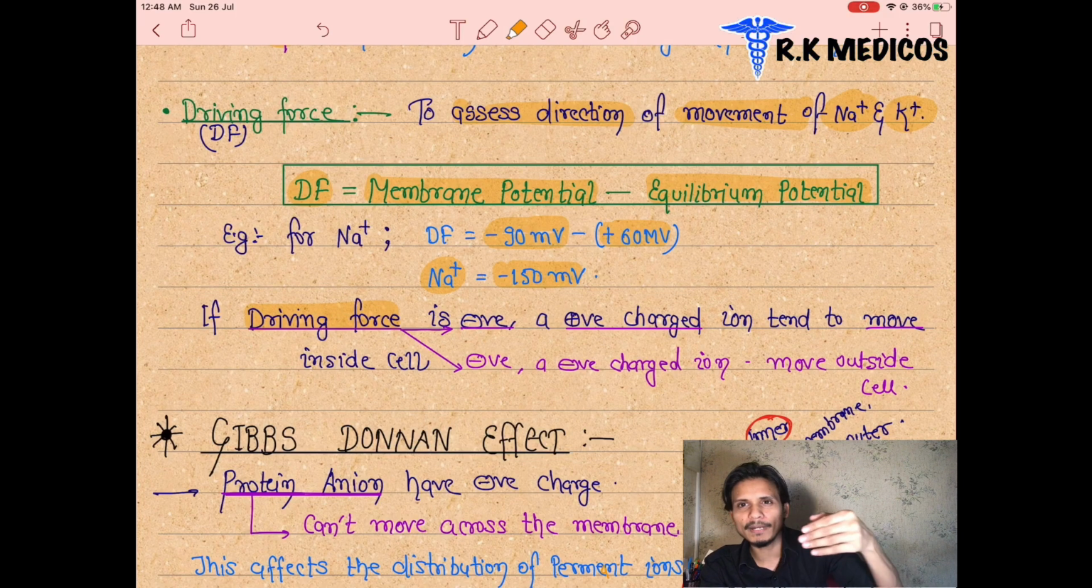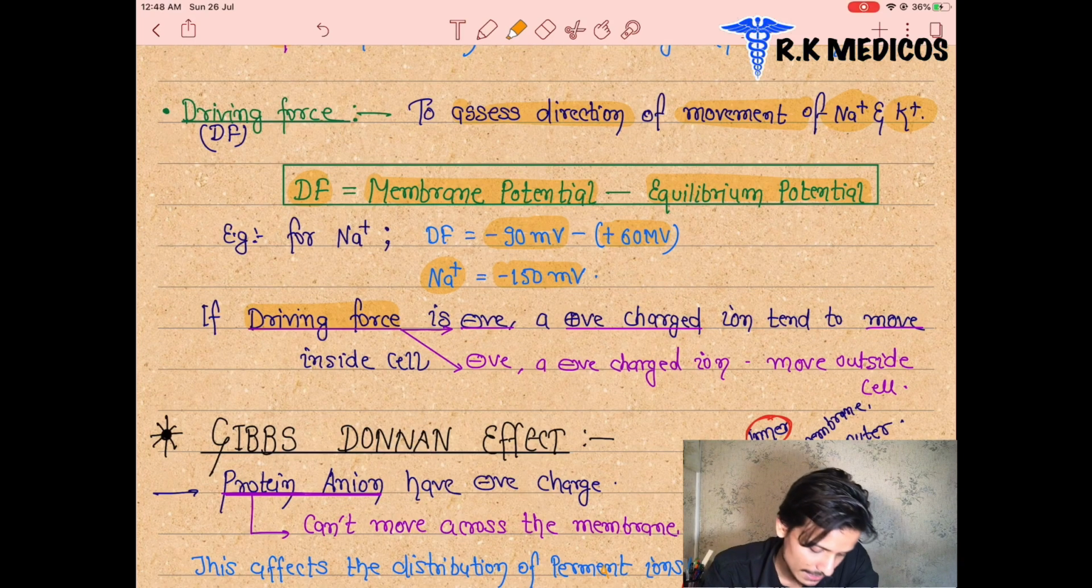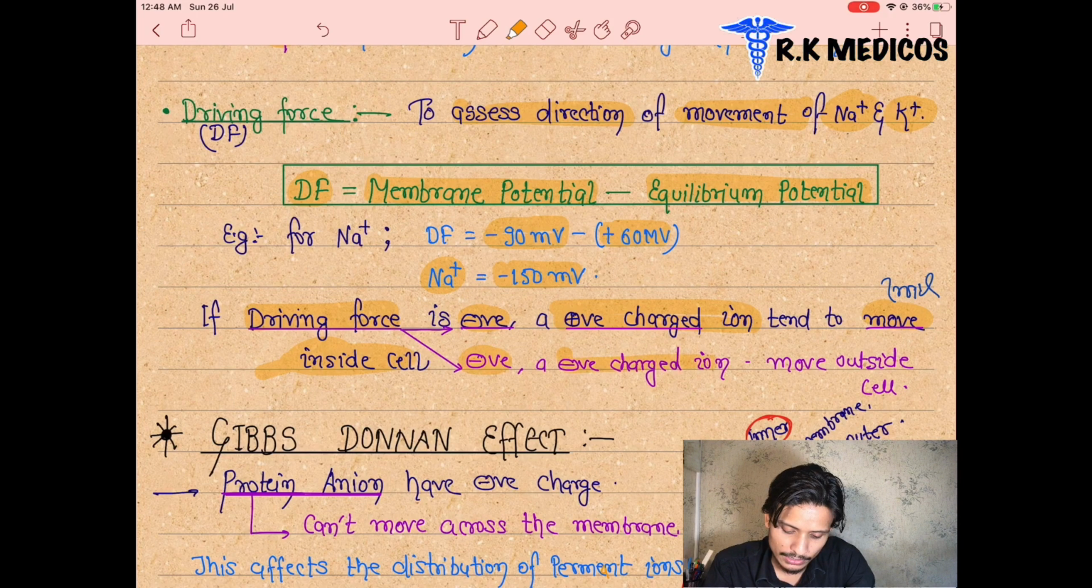They get attracted by the negative charges. Basically, the positively charged molecules are attracted by the negative charges of the membrane, and the negative charges of the membrane attract the positive ions. So these are the two different ways. When the driving force is negative, the positively charged ion tends to move inside the cell. Also, if the driving force is negative, the negatively charged ions move outside the cell. It's so simple.